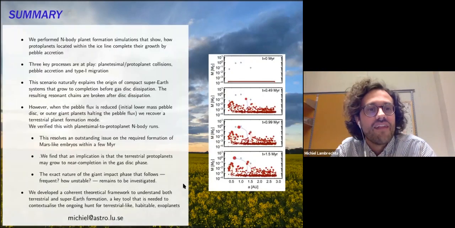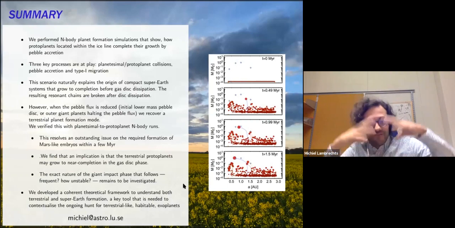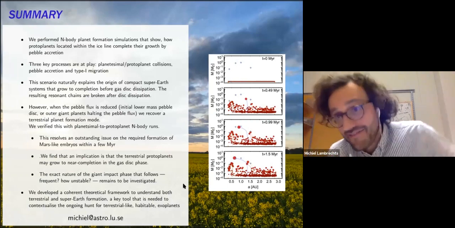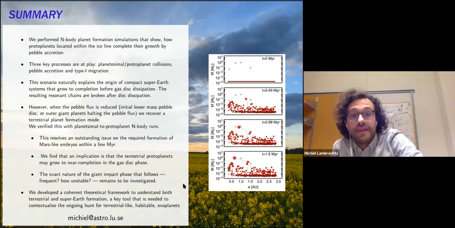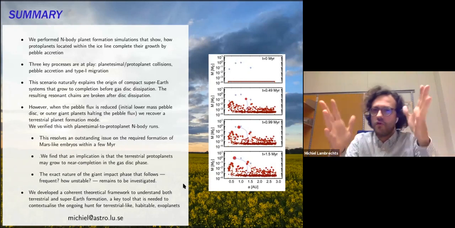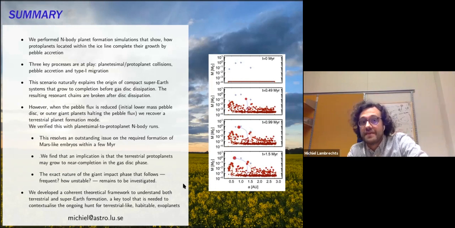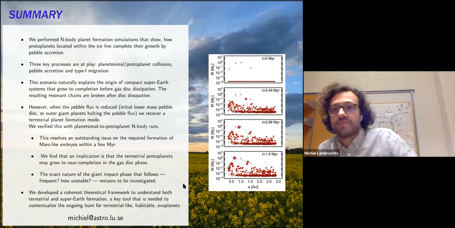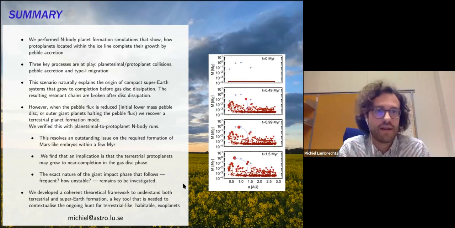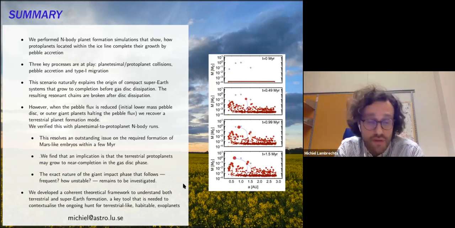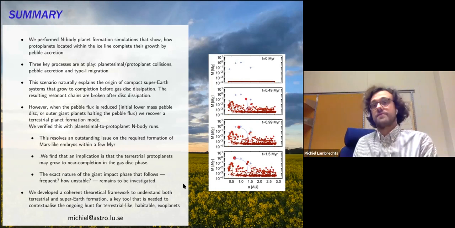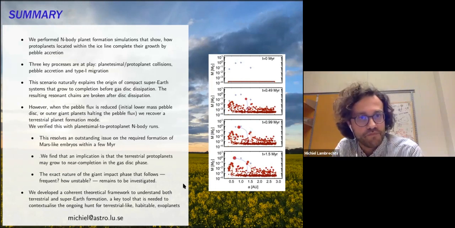And so let me go now through what I tried to convey, what we did and what we looked at. We performed N-body simulations of planet formation that show how protoplanets located within the iceline, so we focused really on the inner disk, can complete their growth by pebble accretion. It's an important process at play, and it is one of three. Initially, certainly, planetesimal and protoplanet collisions are very important and presumably also late. And type 1 migration is very important, also making the distinction between the super Earth systems and terrestrial ones.